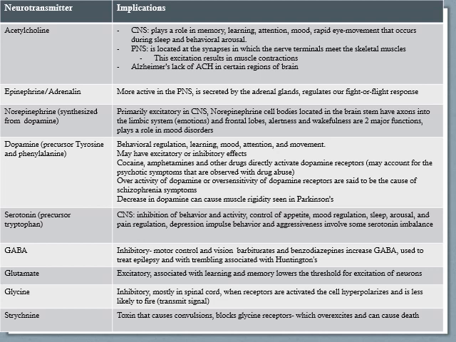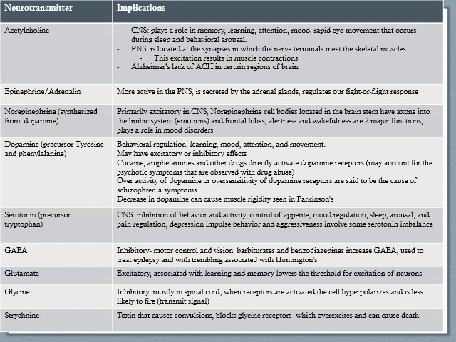Cocaine, amphetamines, and other drugs directly activate dopamine receptors, which may account for the psychotic symptoms that are observed with drug abuse. Overactivity of dopamine or oversensitivity of dopamine receptors are said to be the cause of schizophrenia symptoms, and that's the dopamine hypothesis. And then a decrease in dopamine is what can cause the muscle rigidity that is seen in Parkinson's.